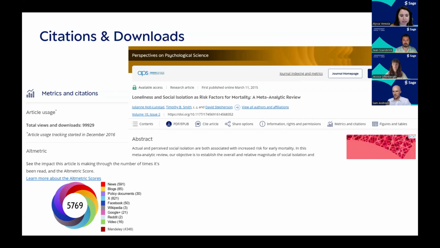I also want to highlight that Sage makes download and citation metrics available on every individual article on our website. When you're on an article page in the menu, click on the metrics and citations option, and you can always access this data.